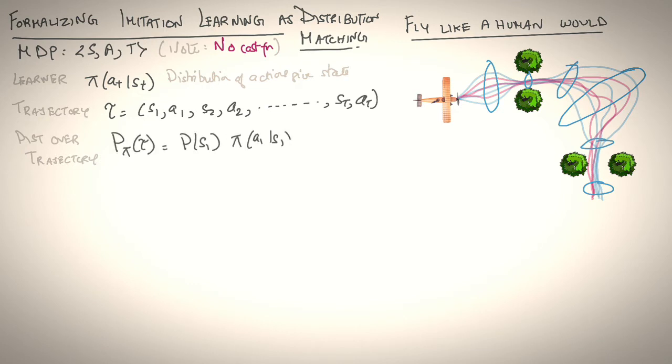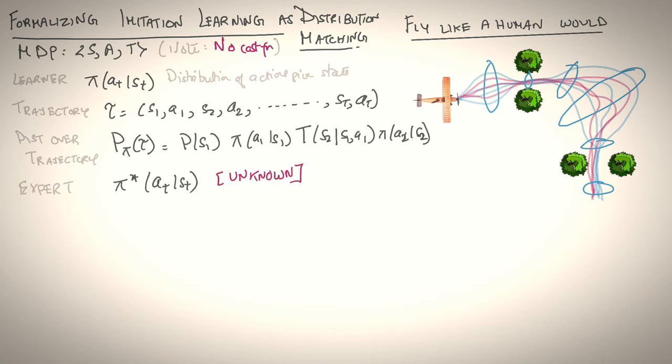Think of it as a joint distribution over state and actions across all time steps, which, because we're in an MDP, we can efficiently write down as a product of the initial state distribution times the policy times transition and so on. Finally, we assume that the expert too is a policy, simply that this policy is unknown to us. And as a result, the expert also induces a distribution over trajectories, which is unknown since the policy is unknown.